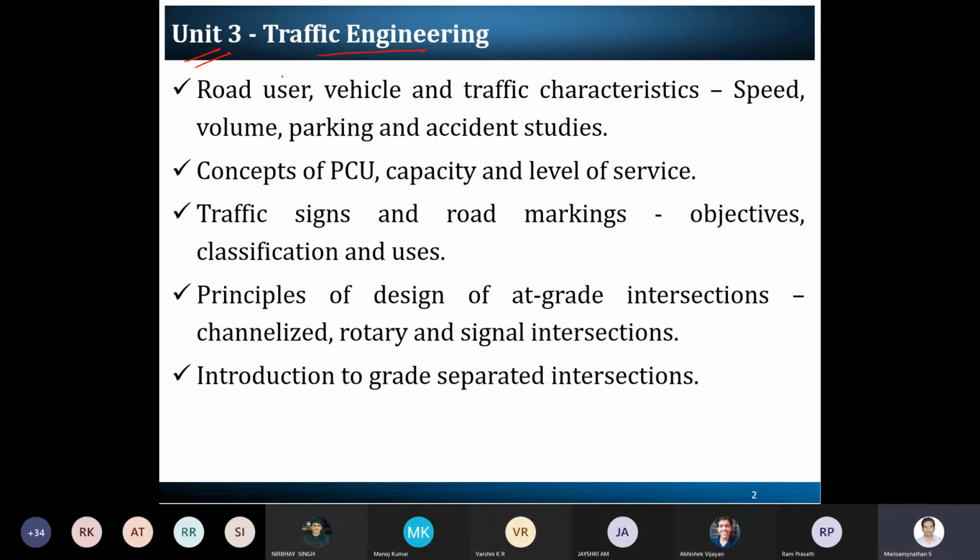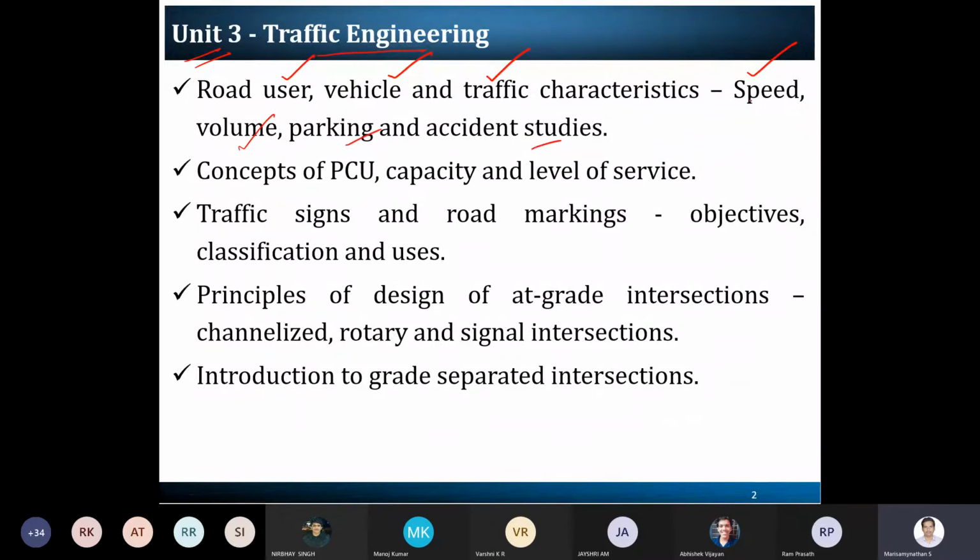What are the characteristics of road users, which means the pedestrian or the driver? Then the vehicle characteristics with respect to the size, load and type of the vehicle. Then the traffic characteristics: how the road lanes have been provided, the permissible volume, the capacity. All of these come under traffic characteristics. These three major characteristics give the base for studying all the other traffic parameters like the speed of the vehicle, the volume at particular locations, how parking happens, and then accident studies.